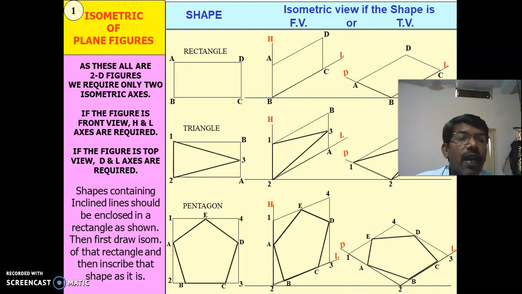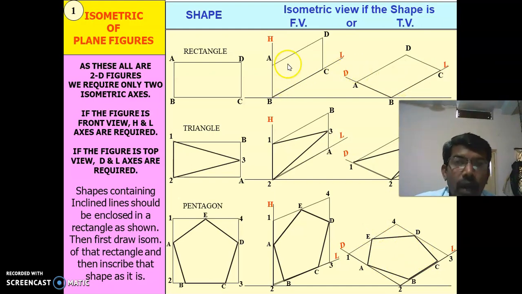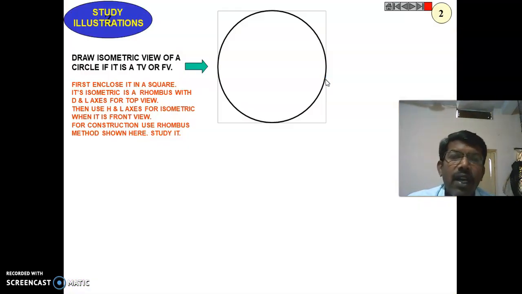So here you can identify, if you want to draw a rectangle or a triangle or a pentagon in vertical, length and height are to be taken into consideration. If it is flat or parallel to the surface, a horizontal plane, then length and depth are to be taken into consideration. So there is only a change of consideration of length and height in the front view, and if we go for a top view, length and depth will be the constraint. This is how to make the isometric view of a rectangle, triangle, and a pentagon.